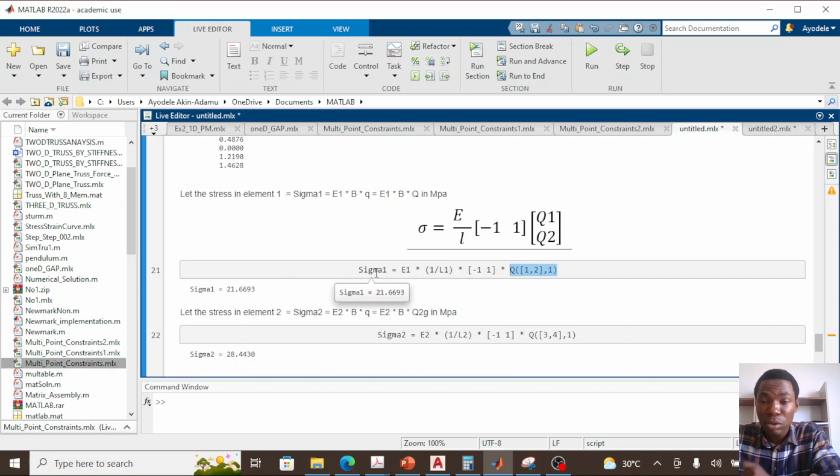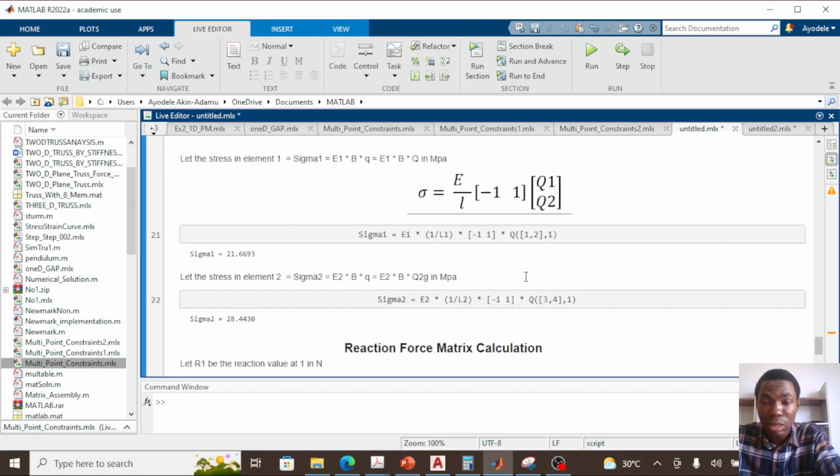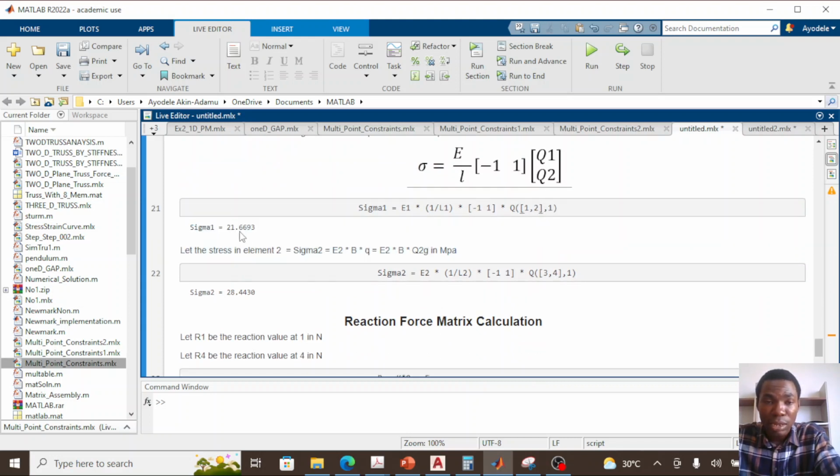Element 1 is found between node 1 and node 2. That's why this is defined as 1, 2. So I extract the displacement quantity at node 1 and 2 from the Q matrix, which we just calculated. And we get our stress. When I write this code and run it, we get our stress in element 1 to be 21.6693. We do the same thing for the second element.